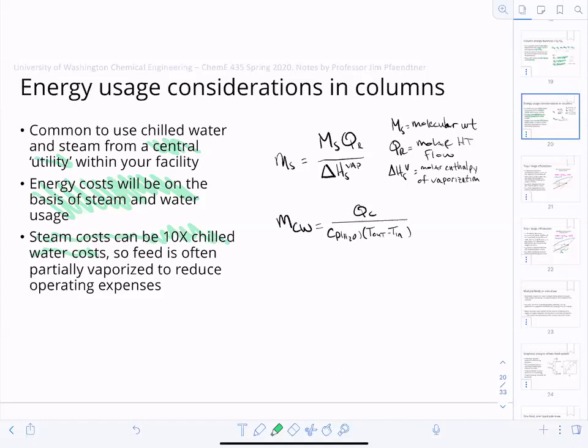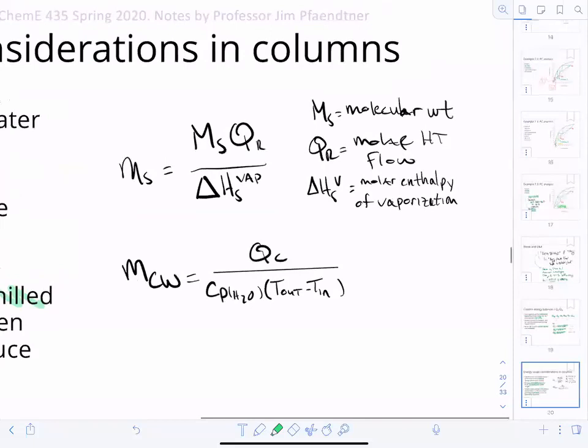And you often have in the area of your distillation column other reactors, maybe exothermic reactors that are generating heat. There are other sources of heat in your plant, and you can be a clever chemical engineer and, for example, partially vaporize your feed using some of that waste heat, or you can operate your reactor in a way that would have a partially vaporized effluent out of the reactor. And this will reduce operating expenses because you're not needing as much heat if you're sending more vapor into the column.